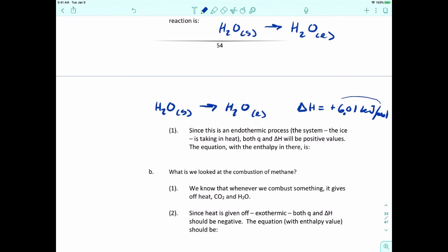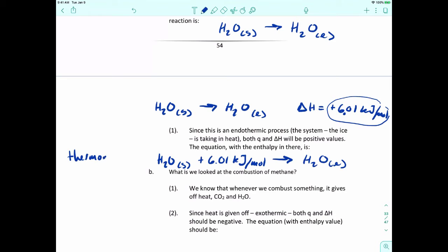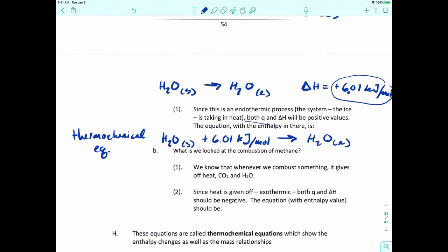Another way to do this is actually to take this enthalpy number and incorporate it into the chemical equation and say this, that the water, which is solid, now since the system is absorbing the heat, this number, the 6.01, would actually be on the left-hand side of the equation. So we would say that solid water plus 6.01 kilojoules per mole yields liquid water. Okay. Now, this equation that we just wrote, this is called a thermochemical equation. So it's just a normal chemical equation. The only difference is that there's heats or there's enthalpies involved.